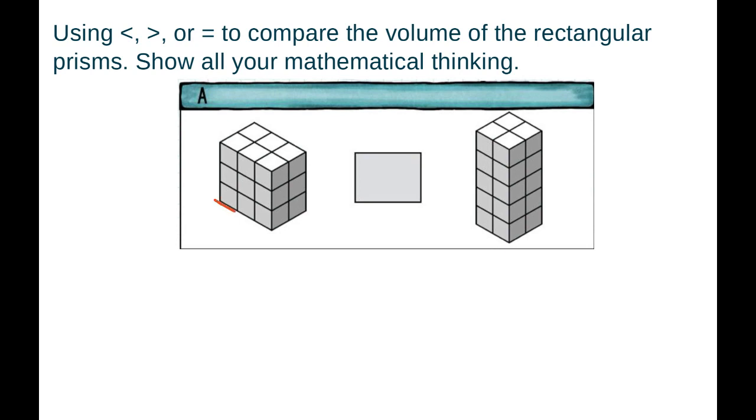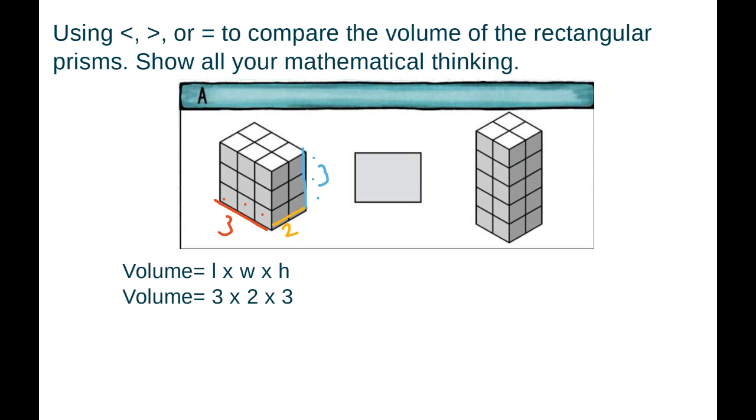So the first prism, the length, we can count is, we have 3 cubes there. The width, we can count, we have 2 cubes there. And the height, how many cubes does it take to make the height? Well, 1, 2, 3. 3 cubes. So my length is 3, my width is 2, and my height is 3. So let's go ahead and plug that into my formula. Remember, the formula for volume is length times width times height. Now that I plugged my numbers in, my length is 3 times my width is 2 times my height, 3.